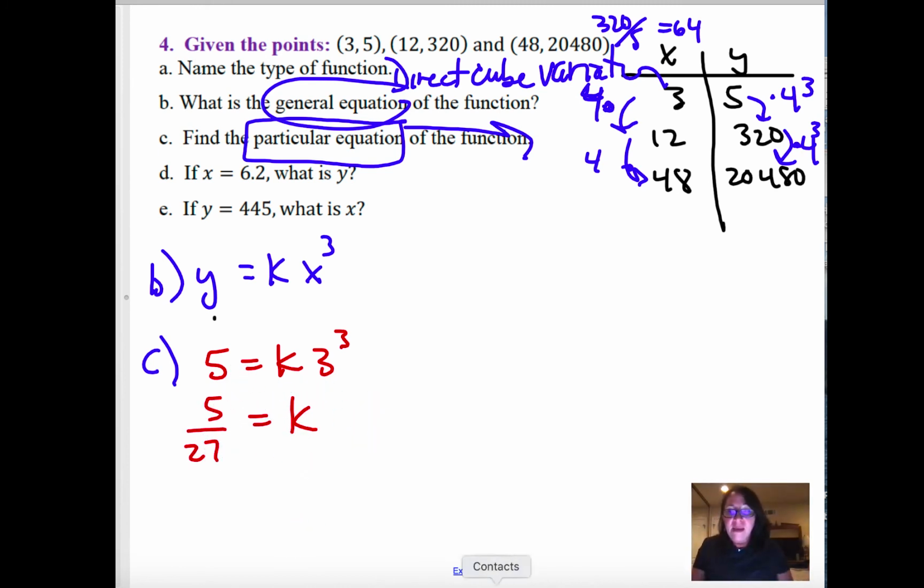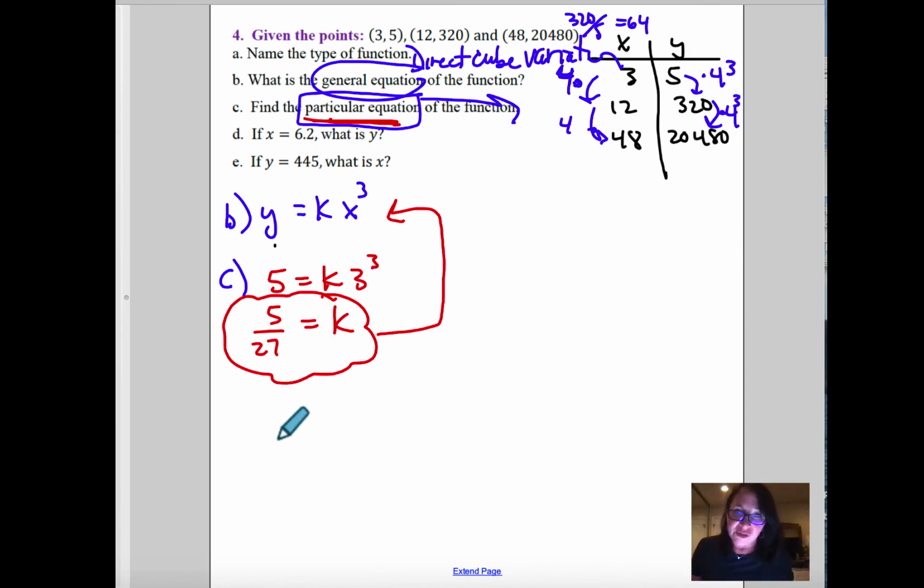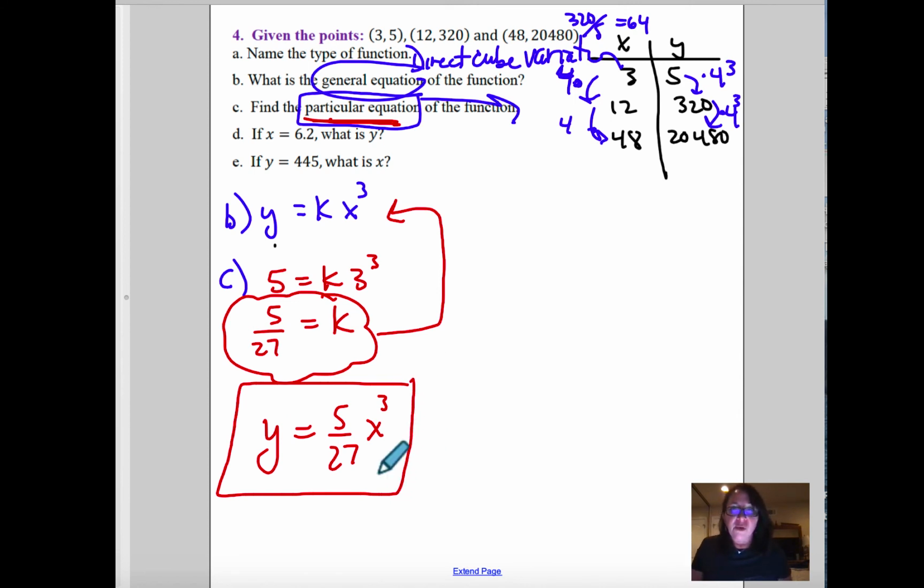Fine, that's so easy. But now that we have k and we are doing our happy dance, that's not the answer. They want the particular equation. So you take your k and you plug it back into your equation to find the particular equation. So we go y is equal to 5 over 27 x cubed. Gotta be careful. Oh, x cubed. And so that's my particular equation.